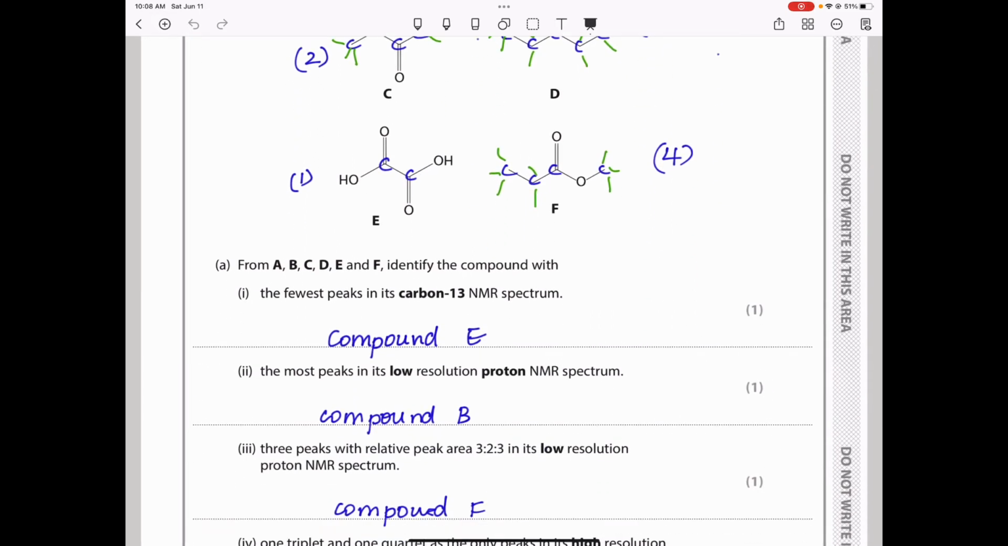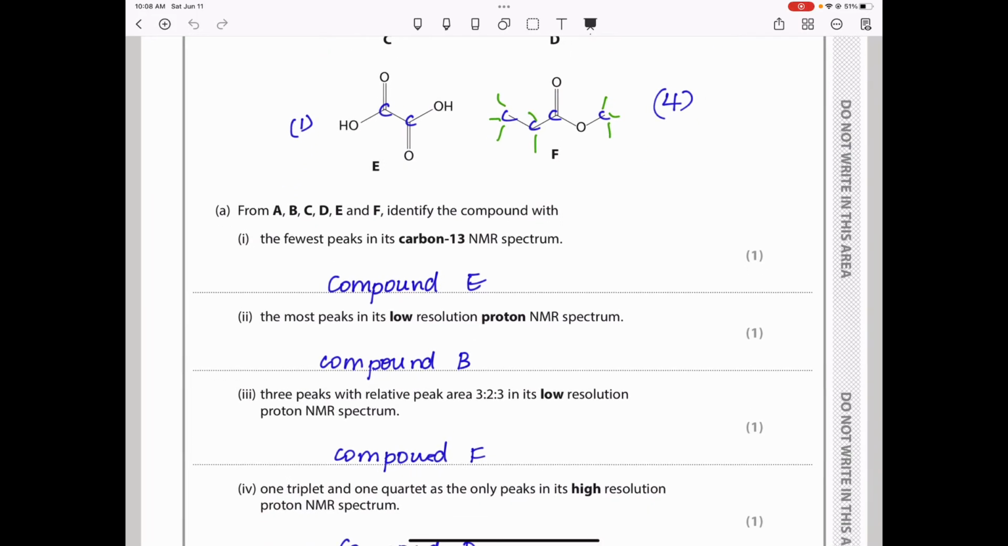The first question says, from A, B, C, D, E, and F, identify the compounds with 1, the fewest peaks in the carbon-13 NMR. We have already seen that this is going to have the fewest peaks because the environments are identical, so it comes out as 1 peak. So it's going to be compound E.